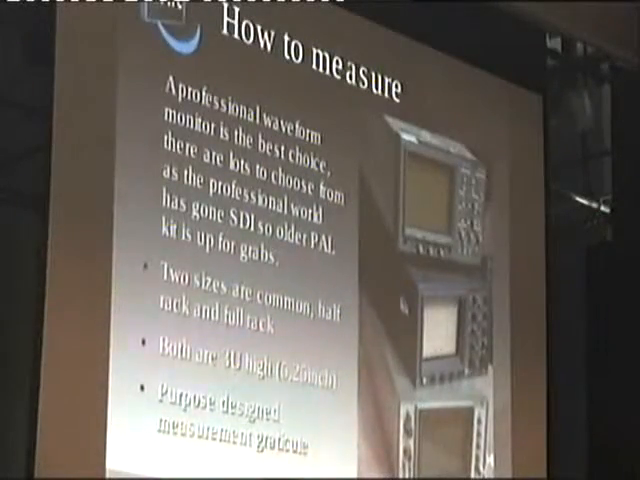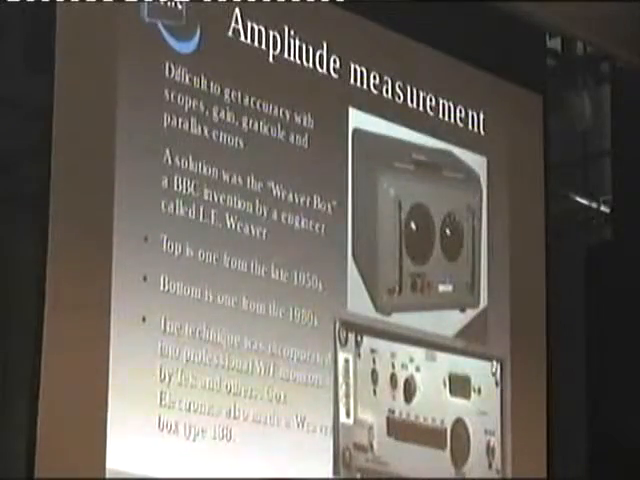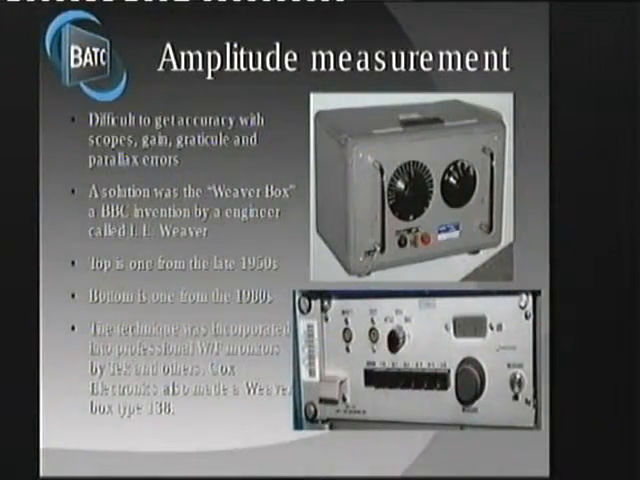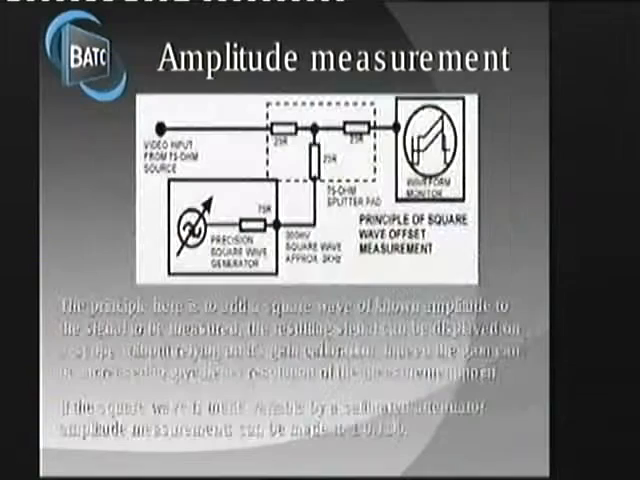And they're purpose designed. They've got all sorts of nice features. And they have a proper measurement graticule, rather than your common and garden scope, that's actually got lines on it where the black level and the sync pulse should be. Still leaves us with inaccuracy. When you're measuring on a scope or even a professional waveform monitor, you have parallax errors, you have gain errors, you can't really trust it. And the BBC solved this in the 50s by an invention by a chap called L.E. Weaver. And in the true fashion of the BBC, they called it a Weaver box.